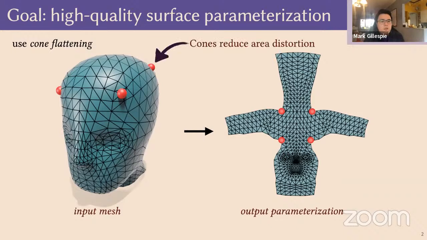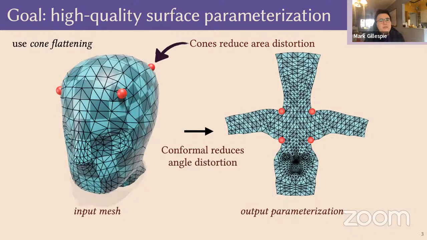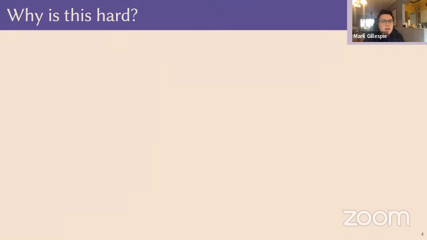Now, a careful cone placement keeps the parameterization's area distortion low, and ensuring that our flattening is conformal keeps the angle distortion low. And then, as usual, once we have this parameterization, we can visualize it by interpolating a texture across the original mesh. Now, why are we still talking about parameterization after all these years?